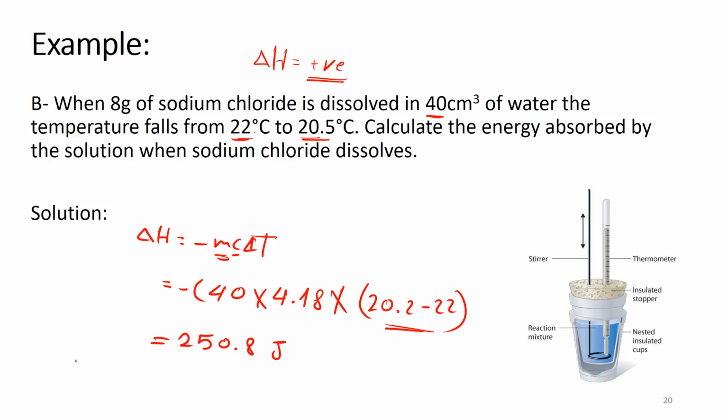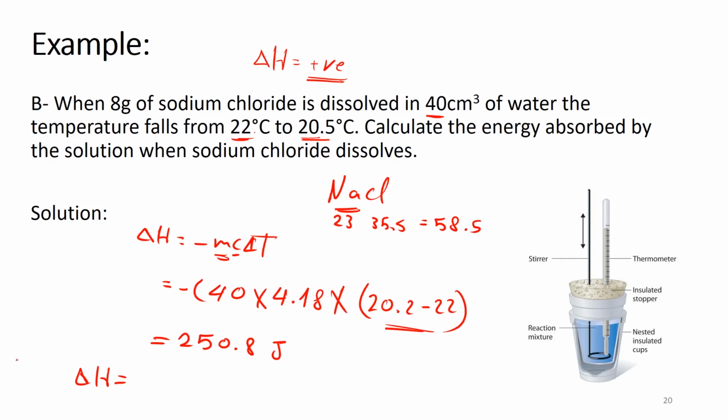Now, if I need to look at the molar mass of sodium chloride, the molar mass of sodium chloride is equal to 58.44 because I have here sodium chloride, NaCl. So the Na is equal to 23 and the Cl is equal to 35.5. This means I have here molar mass which is equal to 58.5. So if I have the molar mass, in that case I can calculate the molar enthalpy change.